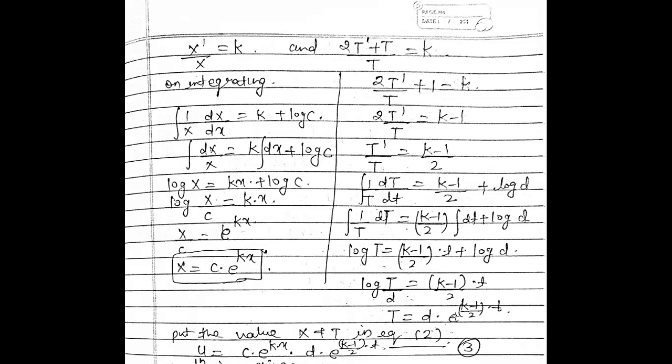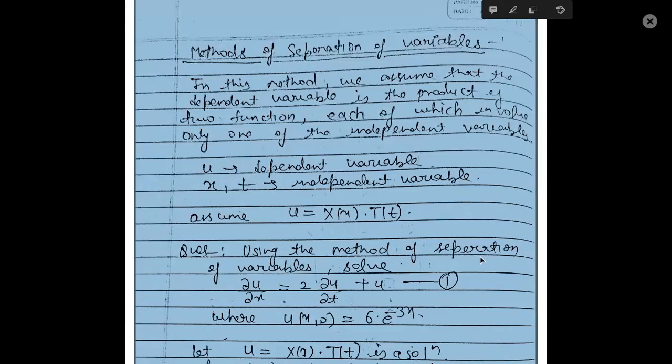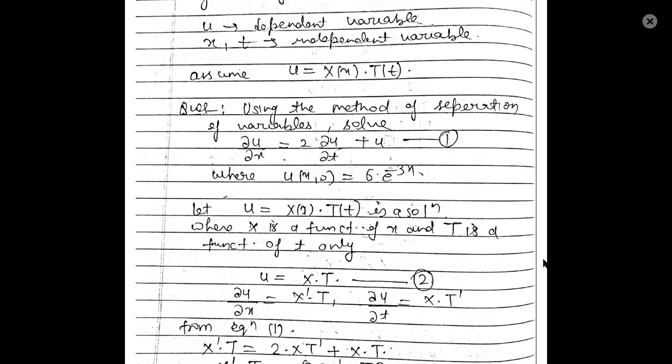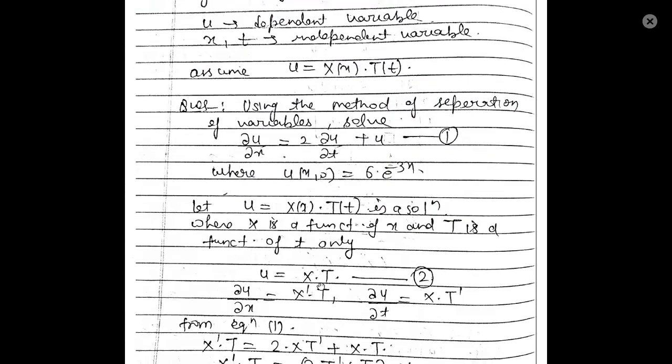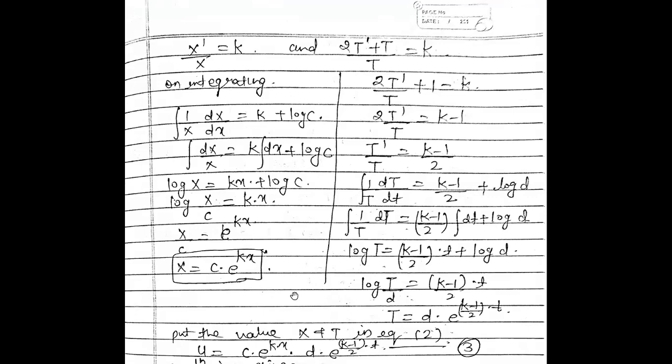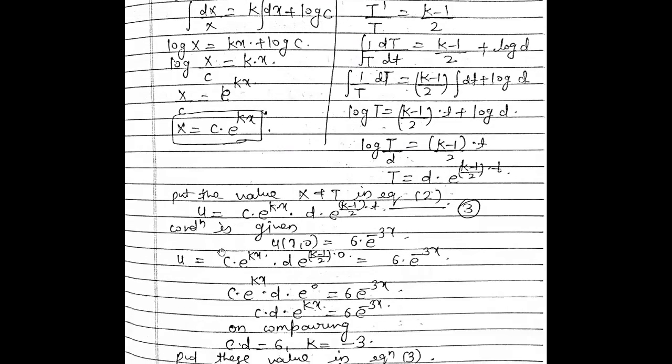So we can see that capital X is a function of small x, capital T is a function of small t. That means we are getting our solution. So put the value of X and T in equation 2. So what is equation 2? Equation 2 is u is equal to X into T. So just write all these values in equation 2. So you can see that u is equal to c into e to the power kx into d into e to the power (k minus 1) upon 2 into t, right? This is your equation third.